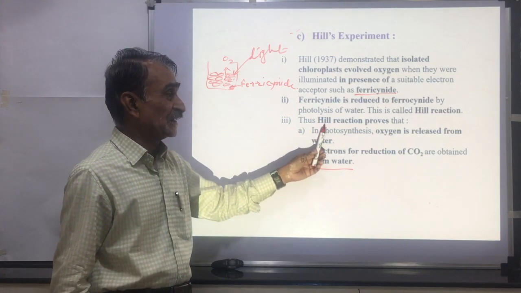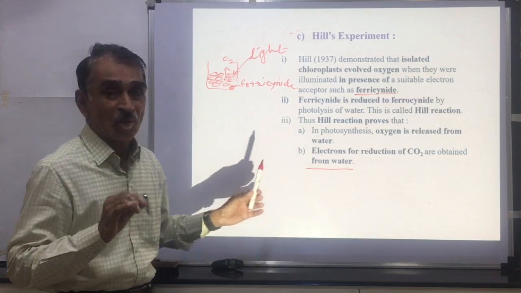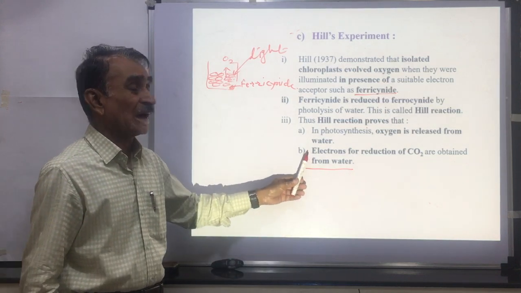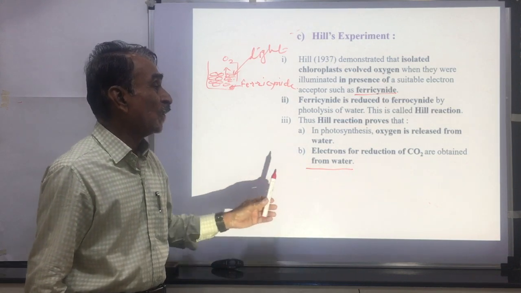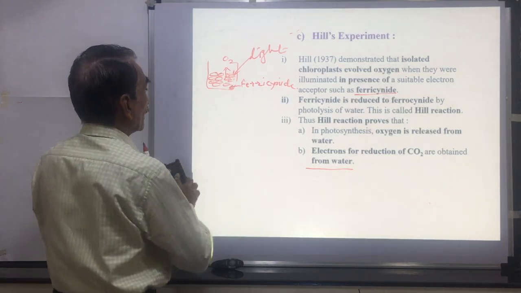This Hill reaction proves that in photolysis, oxygen is evolved from water. Electrons for the reduction of CO2 are obtained from the photolysis of water. This is Hill's experiment.